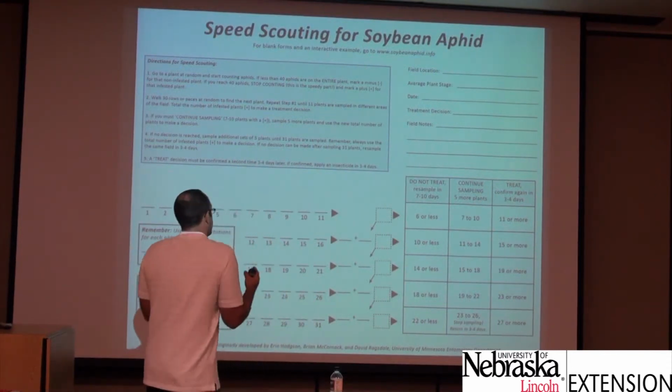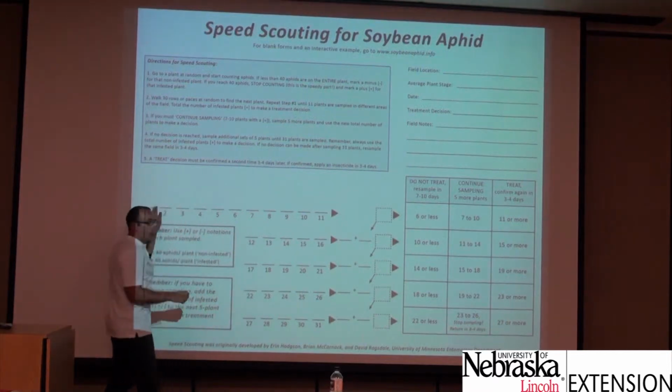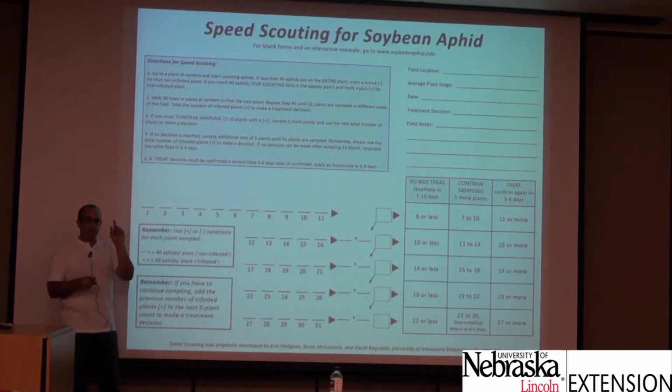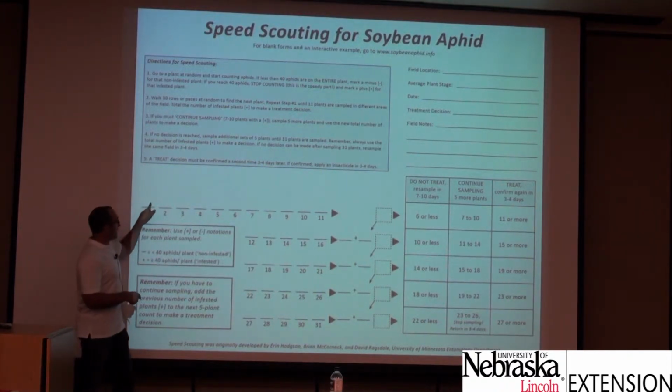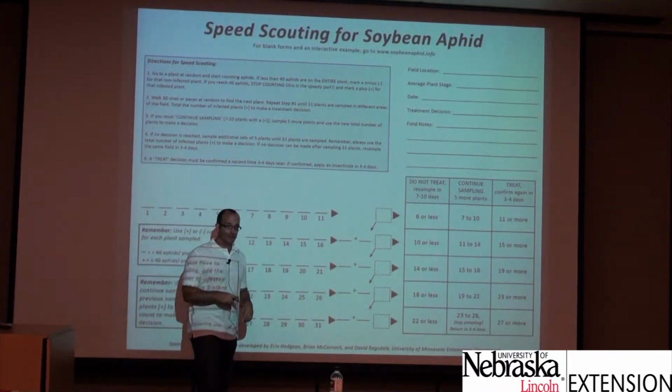But what it does is, once you know that rule, the plant has to be a yes or no. Is it more than 40, yes or no? You start adding the plants that you're sampling, until you stop.